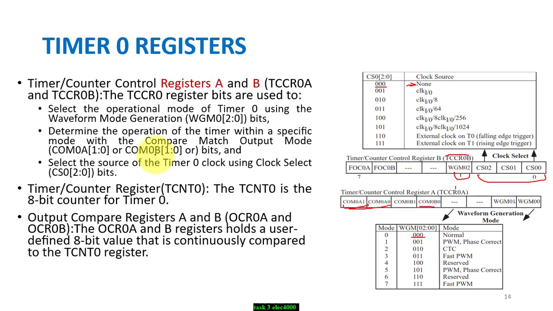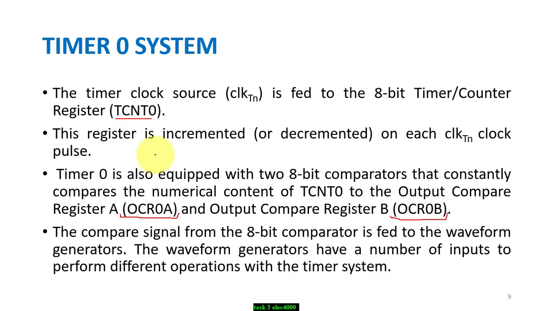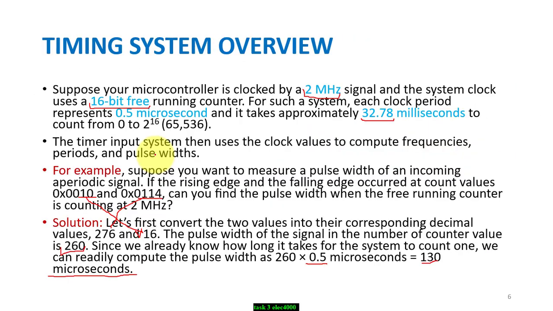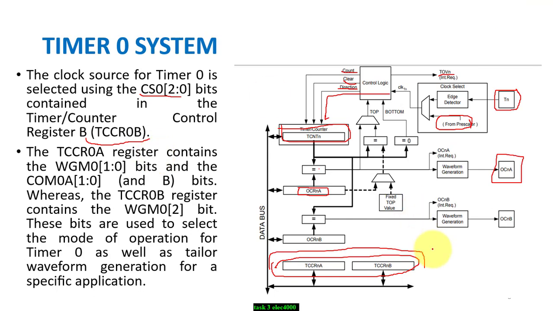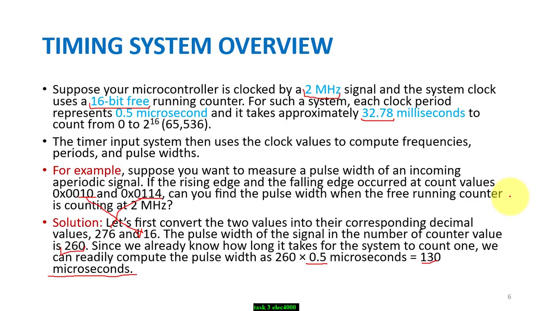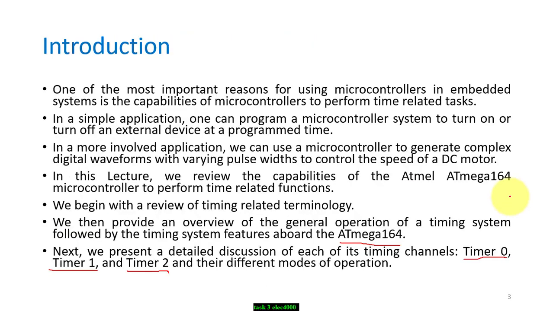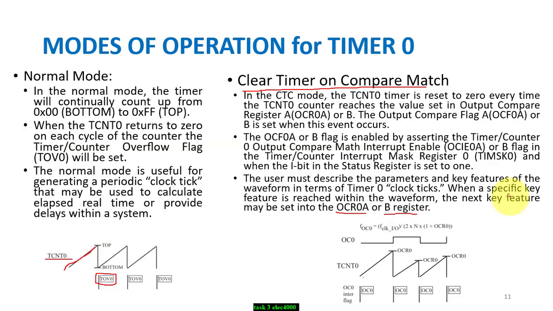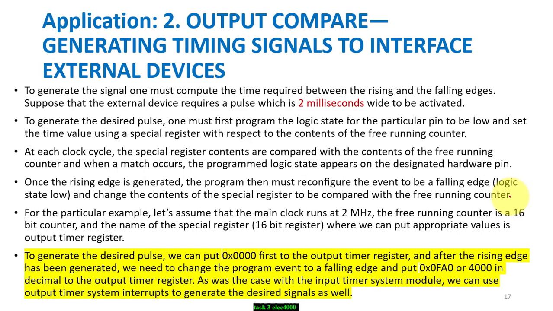Now remember, once more, for each timer counter you have two outputs. So I have A and B, and this is shown over here. Here we have output A and output B. And on the physical pins on the microcontroller itself, we have these two outputs which are A and B.